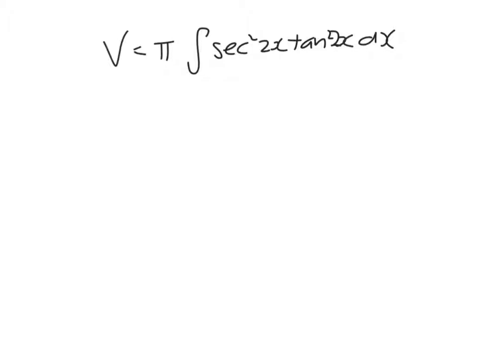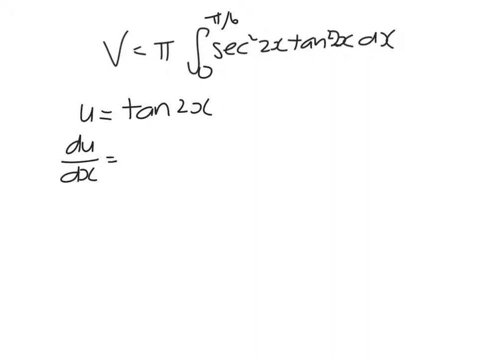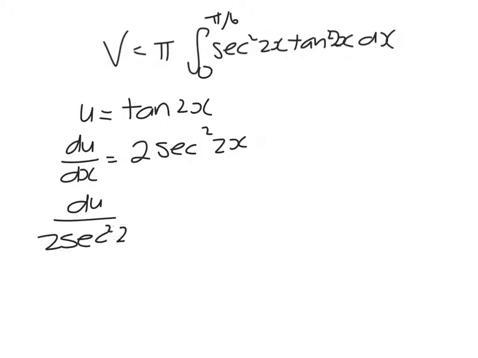The first I'm going to show you is by substitution, and I'm going to let u equal the tan of 2x. That means if we differentiate that with respect to x, we get 2 sec squared 2x. Rearranging that, we get that du divided by 2 sec squared 2x equals dx.